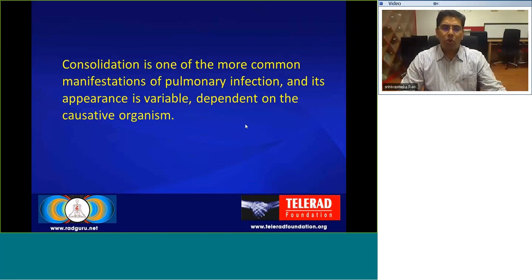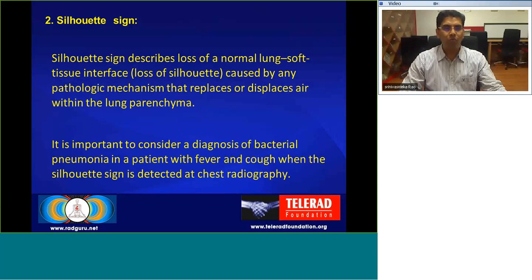Pneumonia is one of the more common manifestations of pulmonary infection, and its appearance is variable depending on the causative organisms. Some of the organisms may have a typical appearance. I'll show this in the examples to follow, or in the next talk.